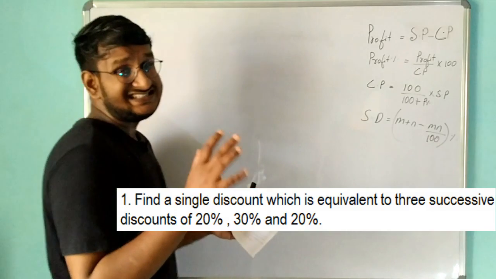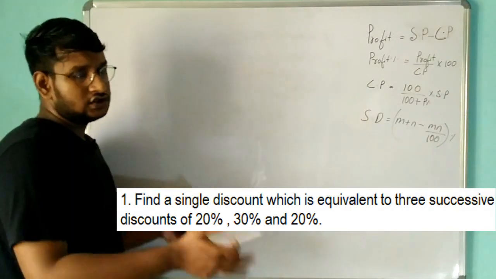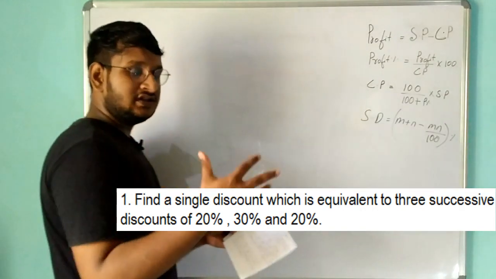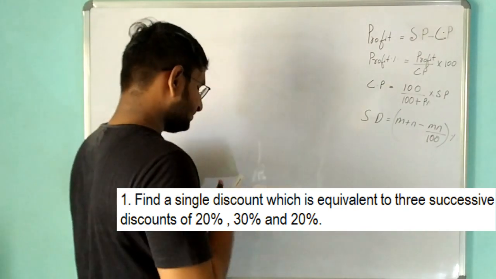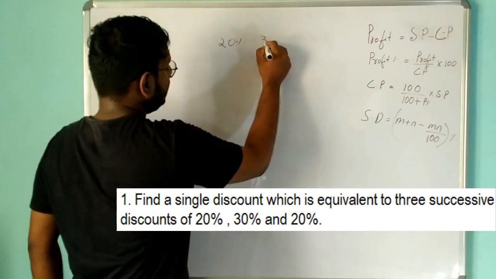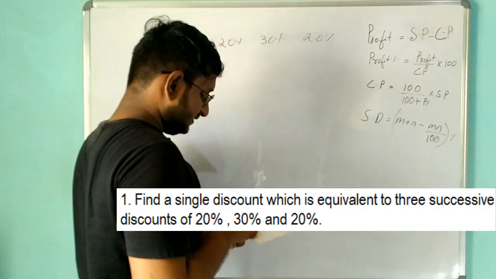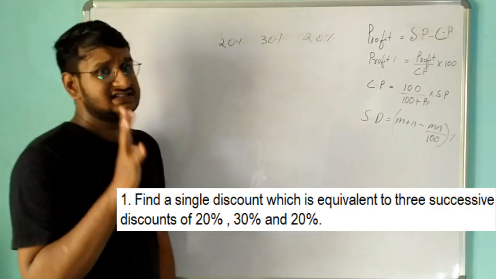of 20%, 30% and 20%. So they have given 3 successive discounts. Okay, in the previous sum we saw only 2 successive discounts. So in this case they have given us 3 successive discounts. So the 3 successive discounts are 20, 30 and 20 again. Okay, these are the 3 successive discounts and we are going to use the same formula and we are going to find the single discount.